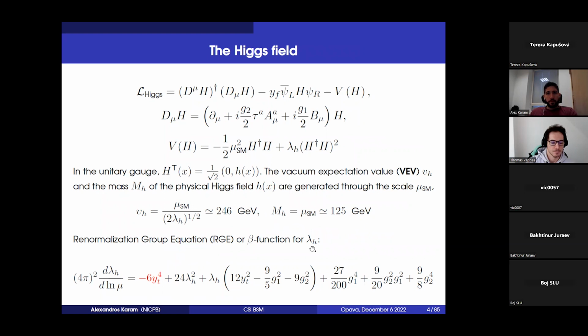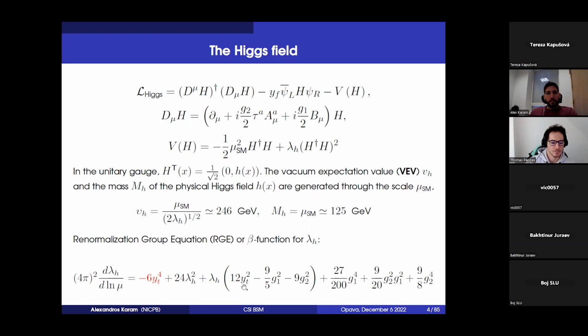Now, this coupling, lambda h, the quartic coupling, is not actually constant, but it evolves with energy. And how it evolves is described by the renormalization group equation, or RGE, which has this form. And as you can see, it contains the couplings of the rest of the particles and forces of the standard model. So we have g1 and g2 for the U(1) and SU(2) gauge symmetries. And we also have the Yukawa coupling of the top quark.